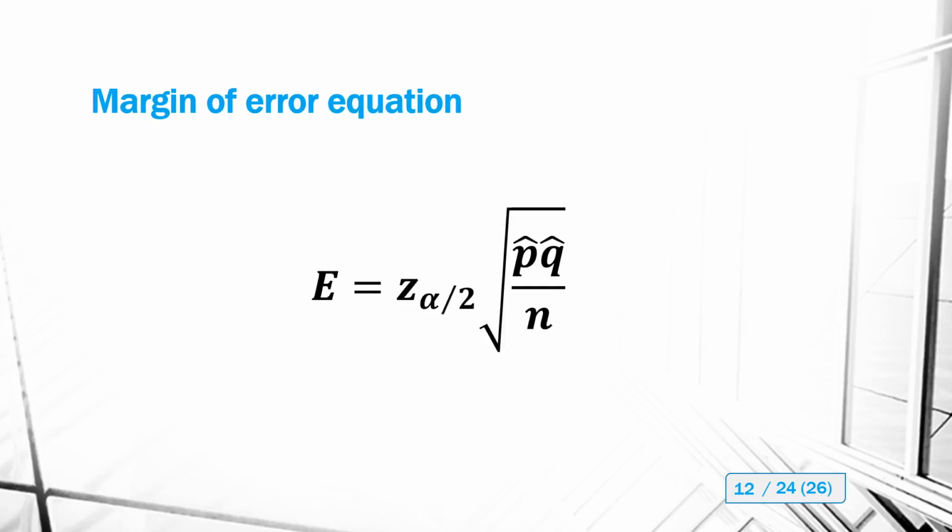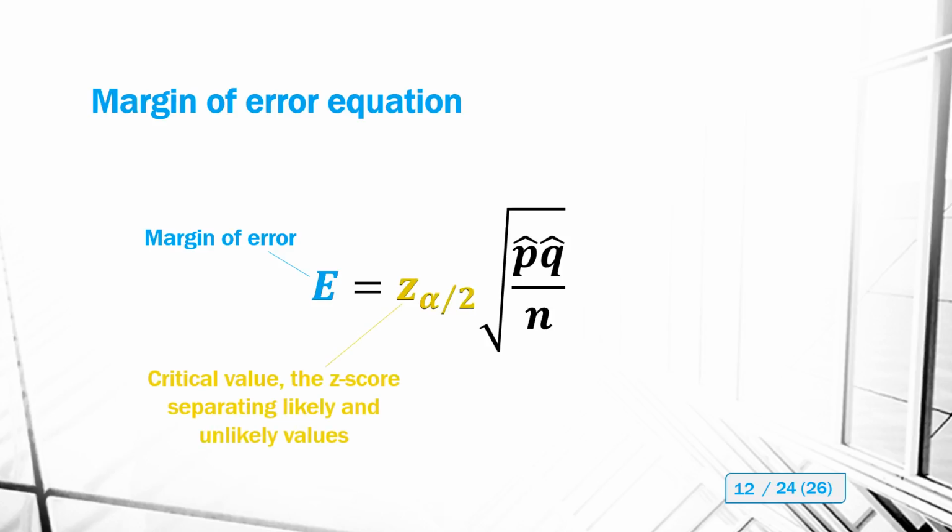Let's talk about the margin of error equation a little bit. Make sure we understand each part and what this represents. So E, as we just got done explaining, is the margin of error. Now, on the other side of our equation, Z sub alpha over 2 is a critical value. This is the Z-score that separates likely and unlikely values, where the likely values are in the bulk of the distribution in the center. The unlikely values are in the tails.